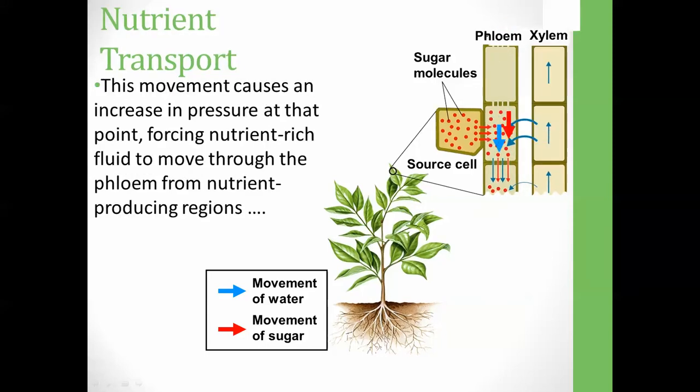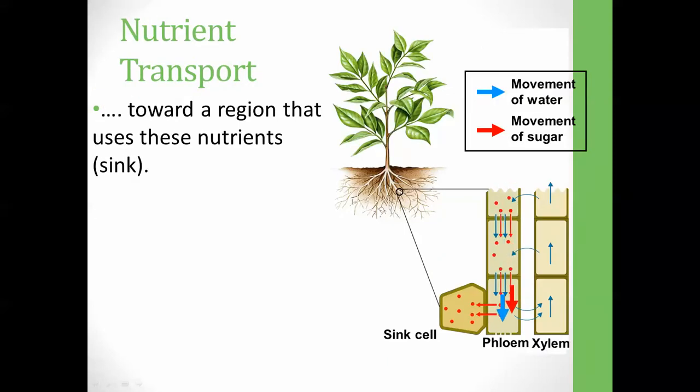And then this movement causes an increase in pressure at that point, forcing nutrient-rich fluid. So now we have water and sugar molecules, that's our nutrient-rich fluid, to move through the phloem from nutrient-producing regions. So again, this is our source cell. This is where our nutrients are produced, mixing with our water. So they're flowing from nutrient-producing regions toward a region that uses these nutrients, or the sink. So down here, we want to get the nutrients to the sink.